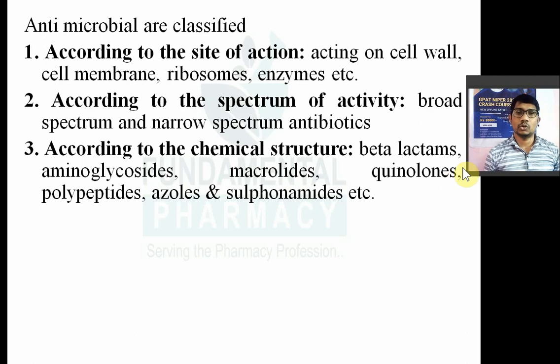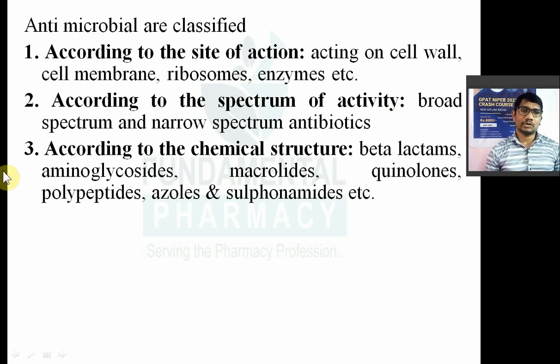Then quinolone antibiotics, which have a quinolone ring, that's why they are called quinolone antibiotics. In that you have ciprofloxacin, norfloxacin, nalidixic acid, etc. Then polypeptide antibiotics, which are peptides, for example polymyxin B. Then azole antibiotics or azole antifungal drugs, which have azoles in the structure: miconazole, fluconazole, itraconazole, etc. Then sulfonamides, which are sulfonic acid derivatives. So according to the site, and according to the spectrum of activity, antibiotics are classified differently.